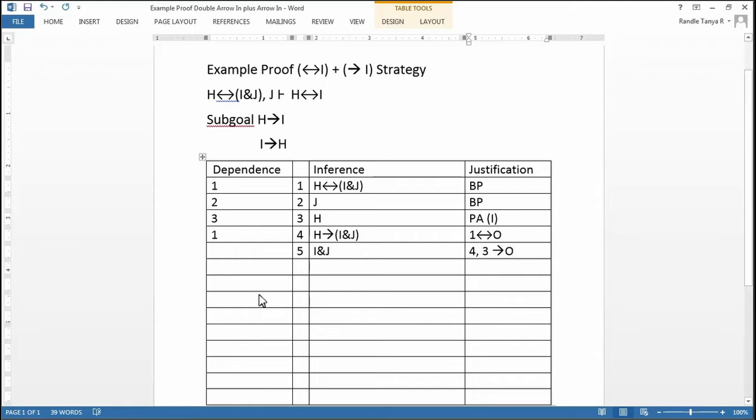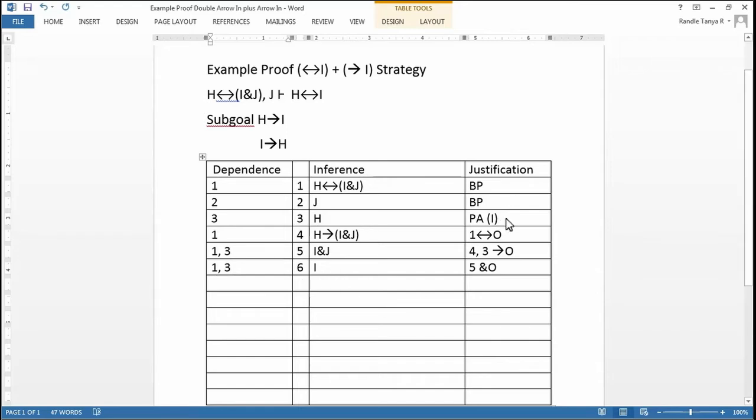arrow out. Now I need to do my dependence column. I used line 4 and line 3, so I need to see what they depend on. Line 4 depends on 1, line 3 depends on itself, so I'm going to put 1 and 3 in the dependence column. Okay, next. I have I here as my subgoal, so I can get I from this conjunction on line 5. So on line 6, I'm going to do I from line 5, and out rule. So I used line 5, so I need to look at what line 5 depends on. Line 5 depends on 1 and 3, so line 6 depends on 1 and 3.